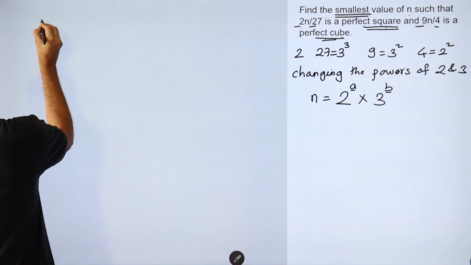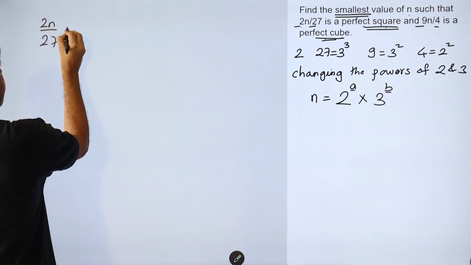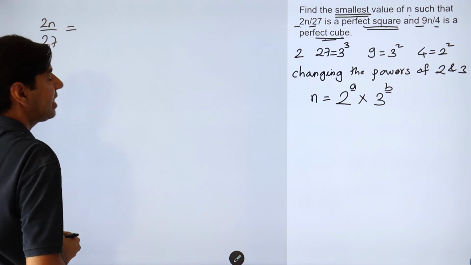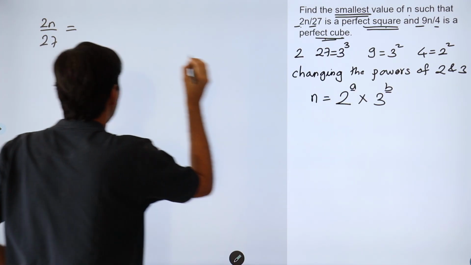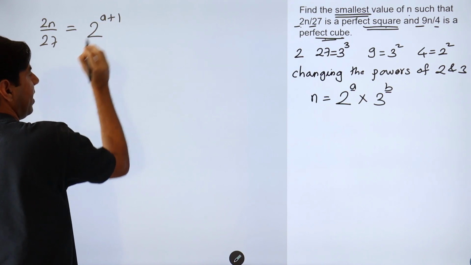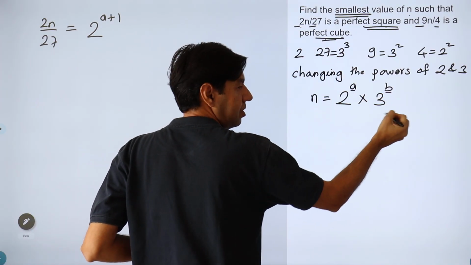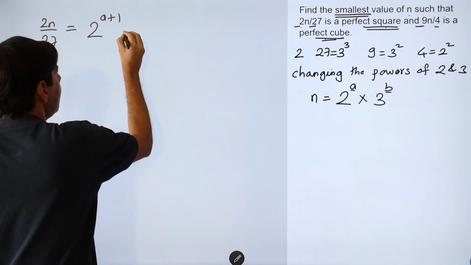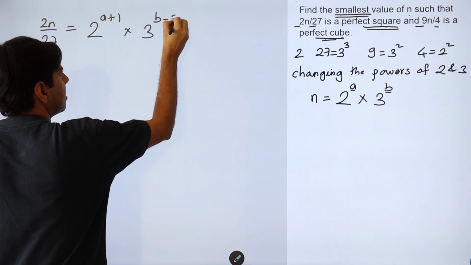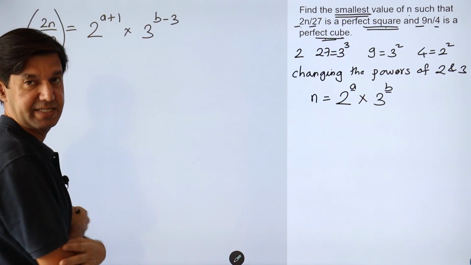If you take 2n by 27, in the factorized form, n is multiplied with a 2. So the power of 2 is now going to be a plus 1. The power gets increased. And it's divided by 3 cube. So when you divide by 3 cube, you are essentially going to subtract 3 from the index. So this is your 2n by 27.